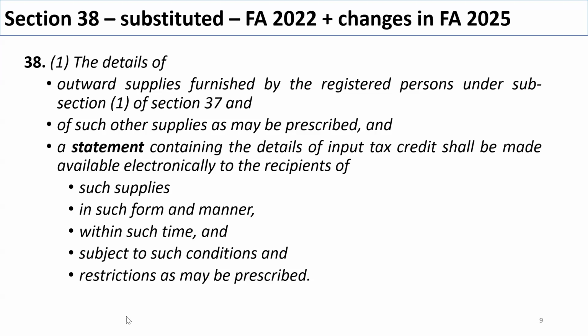Okay, we'll continue. As we read section 38.1, it is a statement which will be provided electronically to the recipients, wherein all the outward supplies furnished by the registered person under section 37 will be auto-populated, along with other supplies which may be prescribed in future. And how will it be auto-populated? Such supplies means whatever a registered person has uploaded in GSTR 1, and the form and manner will also be provided, and the time limit, subject to conditions and restrictions, may be prescribed. So there are conditions as well as restrictions for availment of input tax credit.